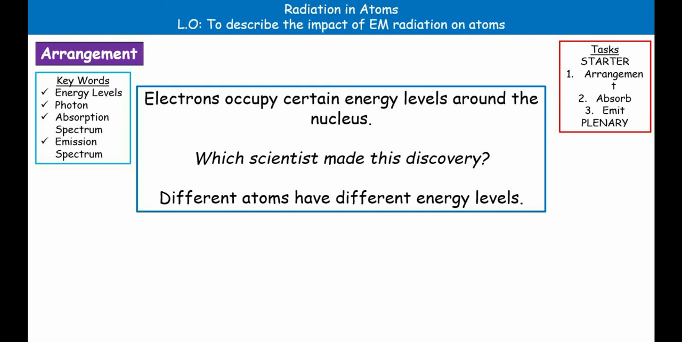Now, what we do know is that if we think about the work we've done around the periodic table and the structure of atoms in our chemistry work, then because we've got different numbers of electron shells, we've got different energy levels in those different atoms. So make sure you've got those 2 sentences written down, and hopefully write down the name of the scientist that made the discovery about the electrons occupying different energy levels around the nucleus. I'll just leave that up there for about another minute.